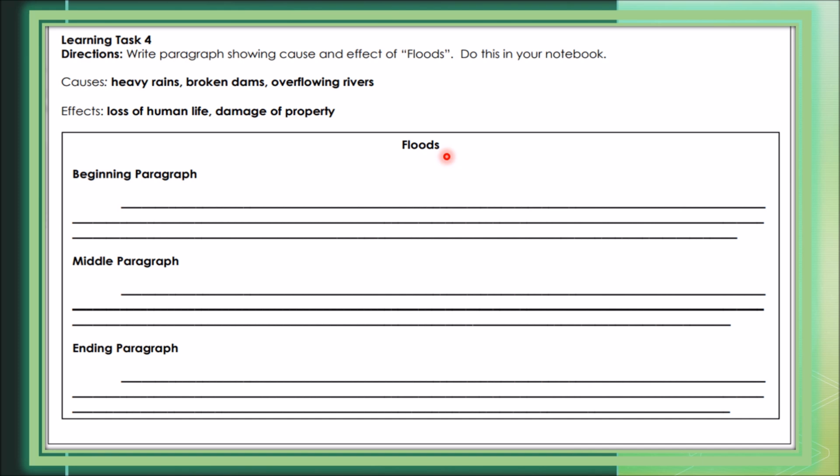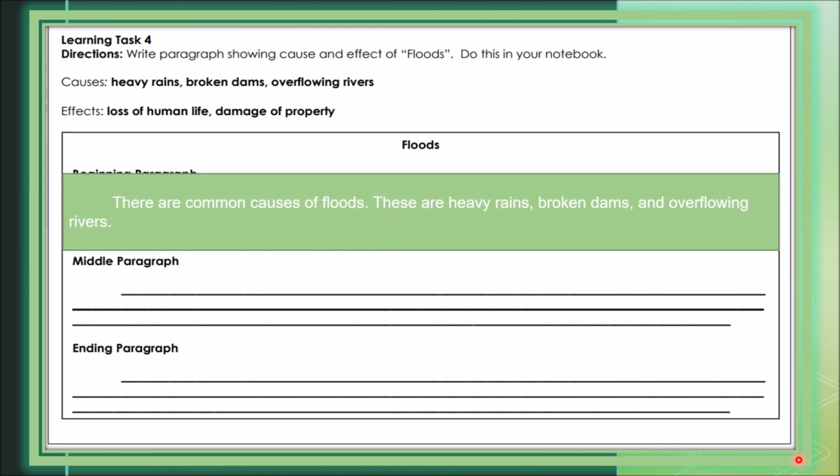So what kind of composition are you going to do? The cause and effect composition. The beginning paragraph, the middle paragraph, the ending paragraph, okay? Are you ready? So these are the causes and the effect of the floods. Cause and effect. Let's start. Are you ready now? Okay, this is only the sample I'm going to show you. So you just follow it or make it a sample for cause and effect.